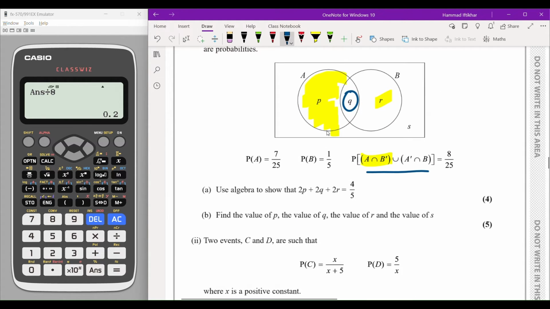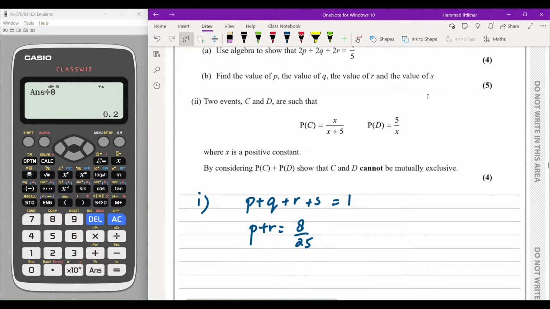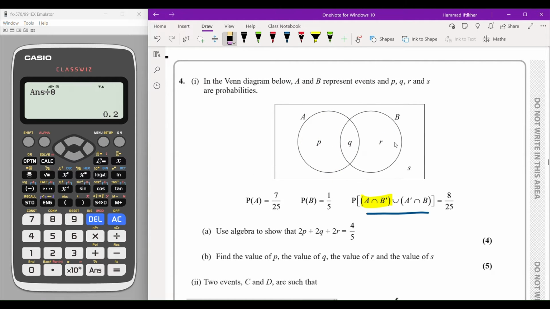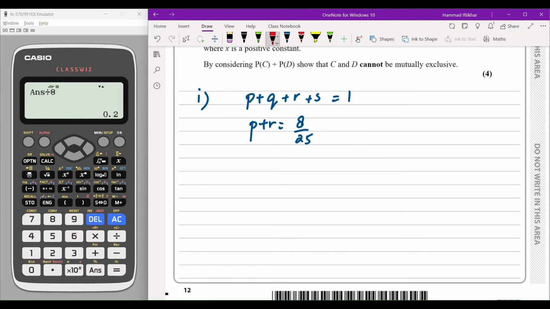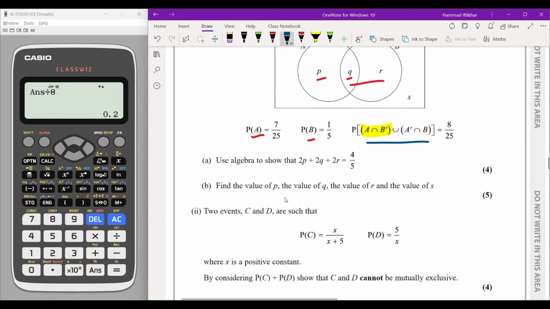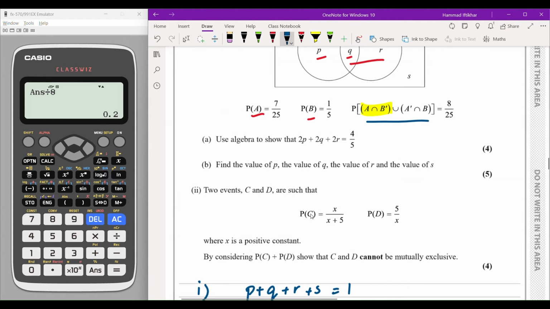So let's go back over here. If we see what probability of A means, probability of A is basically a combination of P plus Q, and the probability of B is Q plus R. So P plus Q, they gave us 7 over 25. And Q plus R, they gave us 1 over 5.